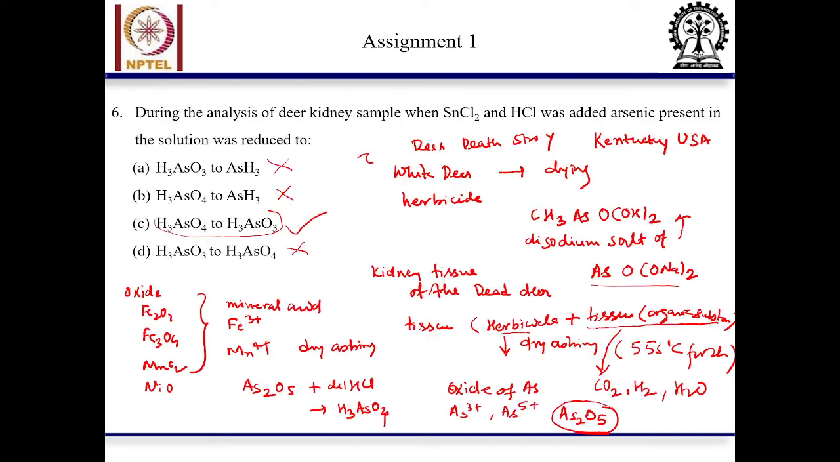Thank you. So question number 6: during analysis of the deer kidney sample, when SnCl2 and HCl were added, arsenic present in the solution was reduced to... So here I wanted to share the deer death story. In Kentucky, USA, why are deer dying?